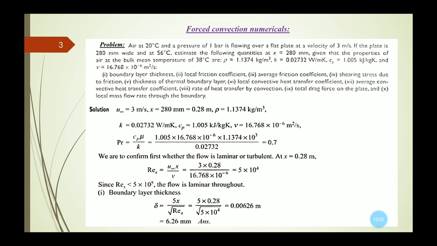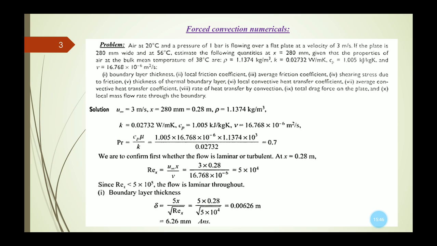So here we are getting the value of the Reynolds number as 5 into 10 to the power 4. The upper critical value of the Reynolds number was 5 into 10 to the power 5, but the value of the Reynolds number that we are getting here for the given length of the plate is 5 into 10 to the power 4, which is obviously less than the upper critical value of the Reynolds number. So that means we can say for the given length of the plate the fluid has laminar characteristics, and the flow will be under the laminar boundary layer zone.